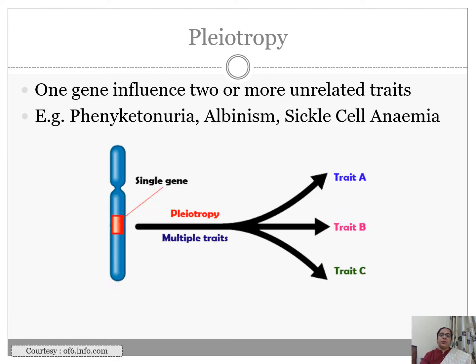Another exception to Mendel's law is pleiotropy. When one gene influences two or more unrelated traits, then it is called as pleiotropy. This is seen in certain genes. Examples for this are phenylketonuria and sickle cell anemia and albinism. We will study about these diseases later on.